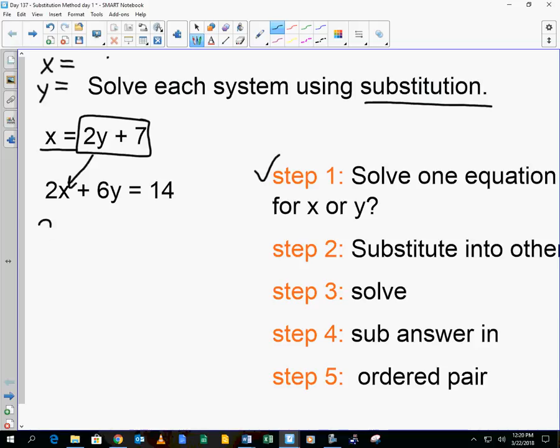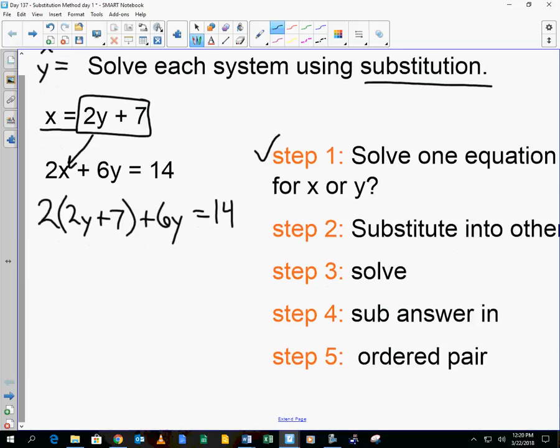So I write 2 times, instead of x, what do I have in its place? 2y plus 7, plus 6y equals 14. So I have the exact same equation. The only difference is instead of the x, I put in the 2y plus the 7. Because it's going to allow me to solve for y.